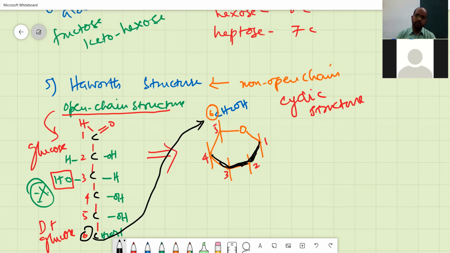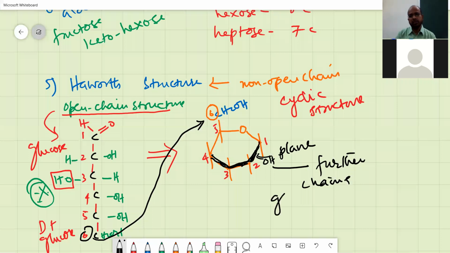Why? Because we suggest this shows they are in plane. So this is the Haworth structure, and any OH that is available here will be linked to further chains by means of the glycosidic linkage. Glycosidic linkage, okay, that is the fifth point.